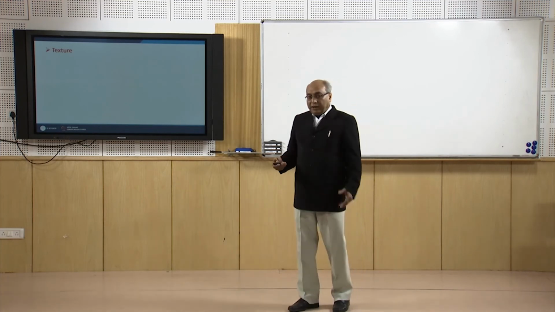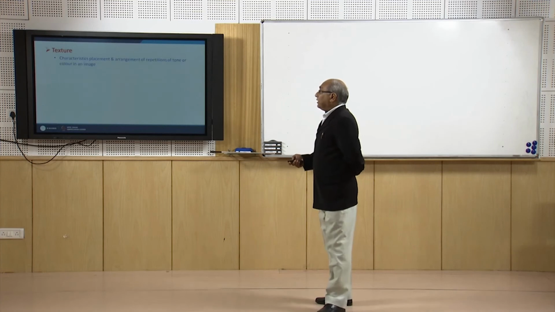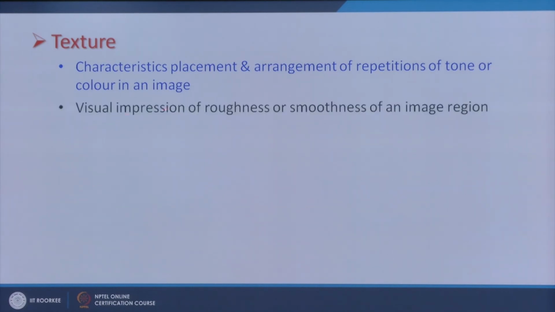Texture. Another important characteristic, or another important key of image interpretation, is the characteristics, placement and arrangement of repetition of tone or color in an image, and a visual impression of roughness or smoothness of the image in a particular region.